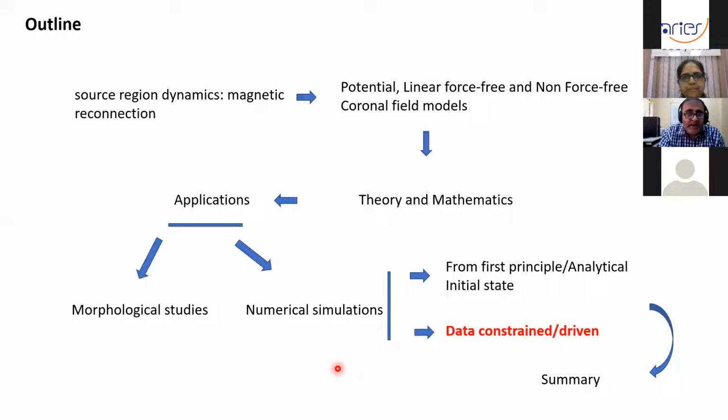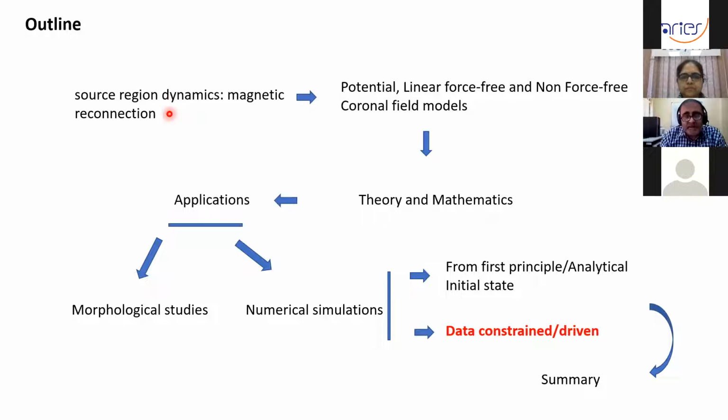So a brief outline: whatever the fancy title says, the source region dynamics is in general believed to be governed by magnetic reconnection. So I will be focusing a lot on magnetic reconnection. And to understand that, we need to understand different coronal models, the way we construct coronal magnetic field lines. So there are potential, linear force-free, then there are non-force-free coronal models, which I will briefly touch upon, the theory and mathematics, and go to the application.